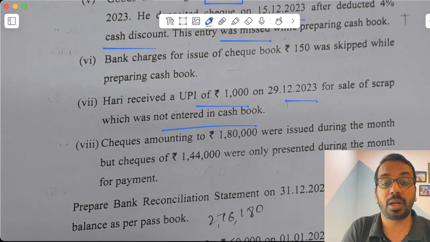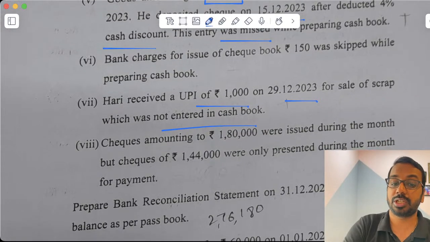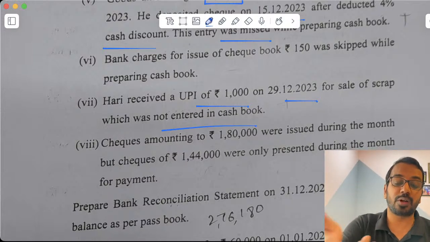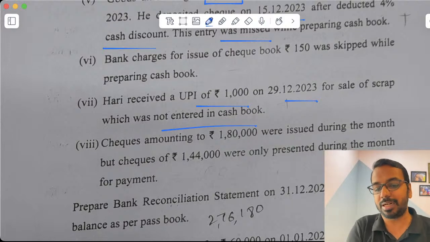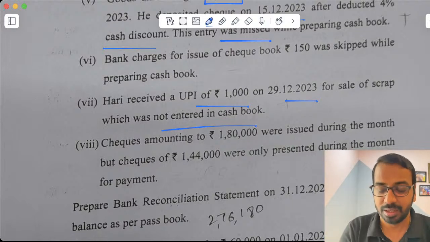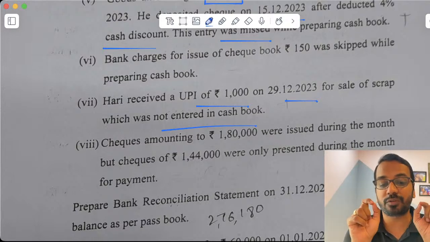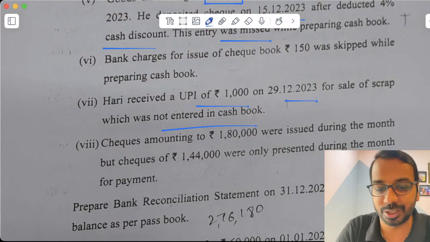Cheques amounting to 1,80,000 were issued during the month, but cheques of 1,44,000 were presented during the month. So the balance were not presented. Because they were not presented, my bank balance would be higher. Again, a simple, no problem question. I think all of you would have got 10 out of 10 in this particular bank reconciliation question.